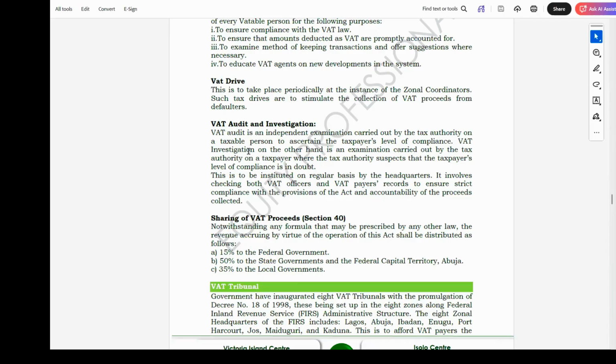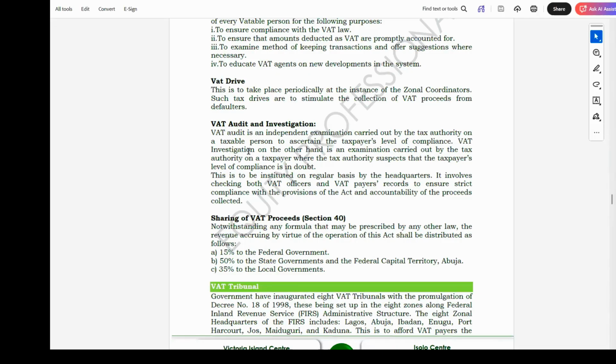This VAT money that is collected, as we know, it is collected by the FIRS, which is now shared by the various arms of government. The process of sharing it among the arms of government is as follows: 15% to the federal government, 50% to state government and federal capital territory, and 35% to the local government. So you can see that the majority of the money is going to the grassroots. Why? Because most of this money is being generated from the states. So that is why a large portion is going to both the state government and the local government, while only 15% is retained by the federal government.